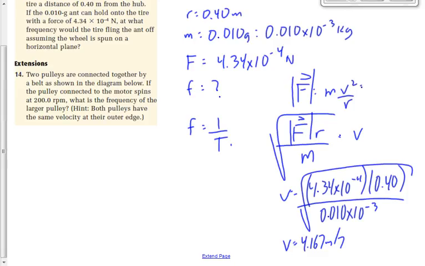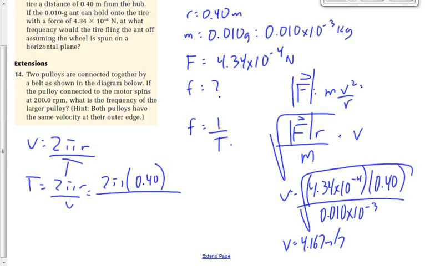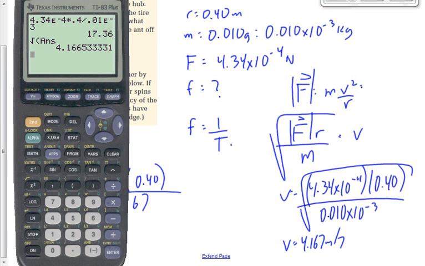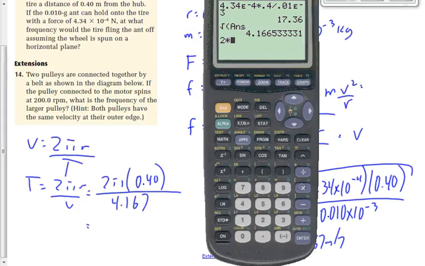Okay, v equals 2 pi r over t. That's a valid equation. It's going to help me. I've got v, I've got r, solve for t. Stephanie, do you have the value of t there by any chance? No? We're going to say 2 times pi times 0.4 divided by that, 0.6032.